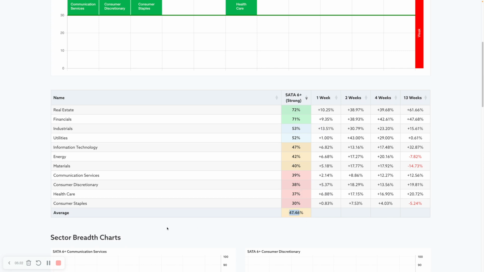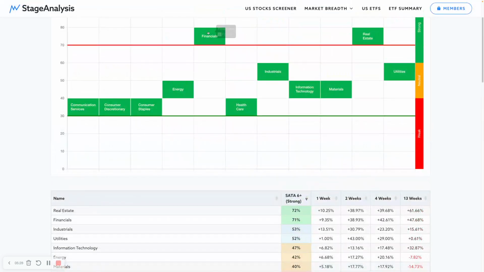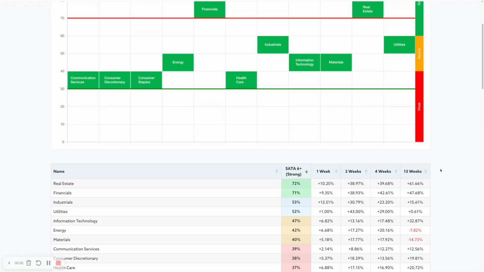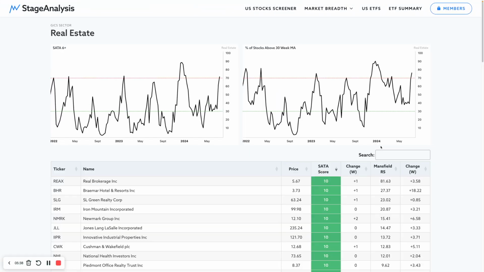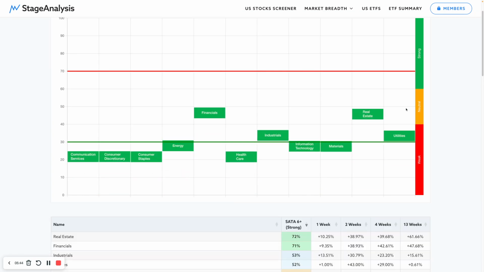So overall average is at 47.46%, so a neutral overall score at the moment. You can see the financials and real estate leading currently, which have both surged over the last week, which you can, again, if we go into real estate here, you can see the sudden change in the SATA scores in here, and the percentage of stocks above the 30-week moving averages.